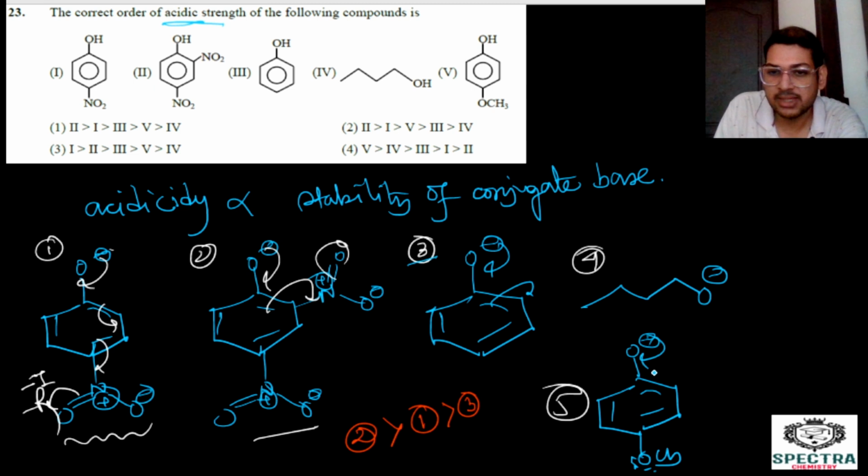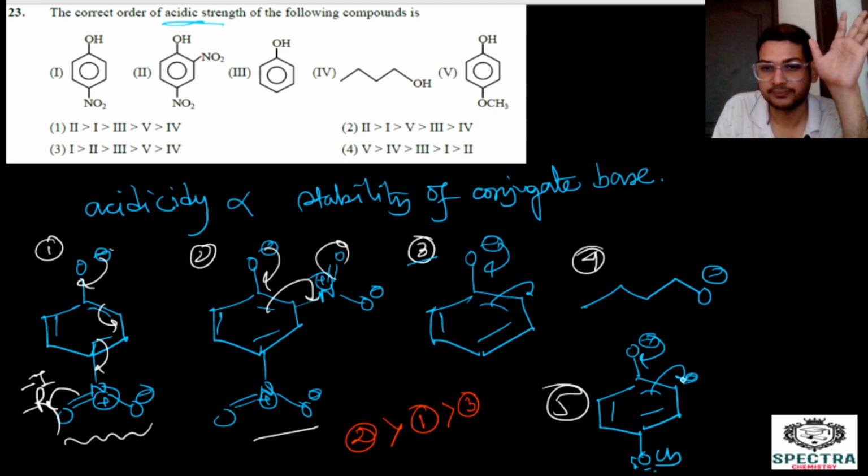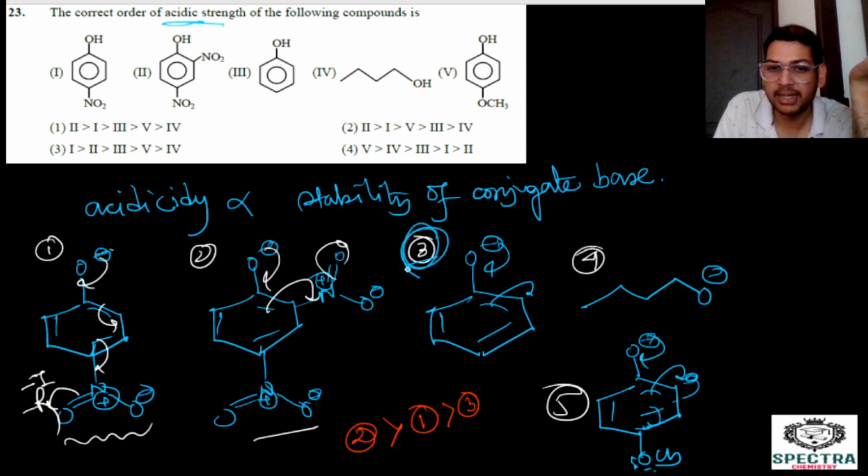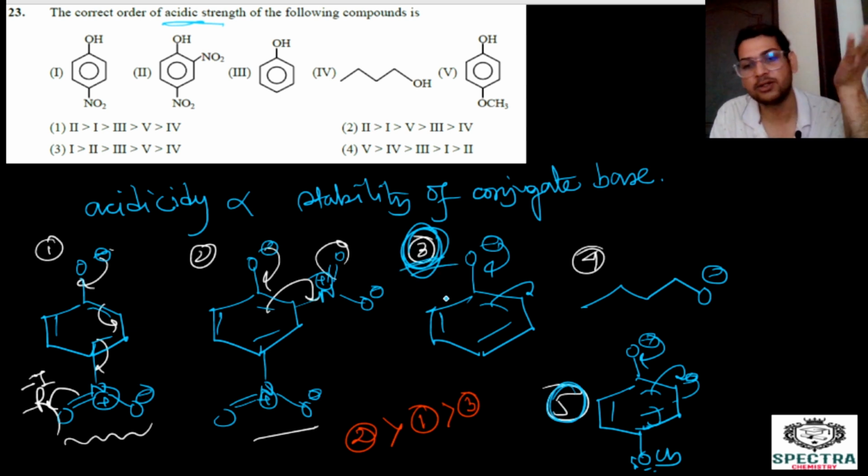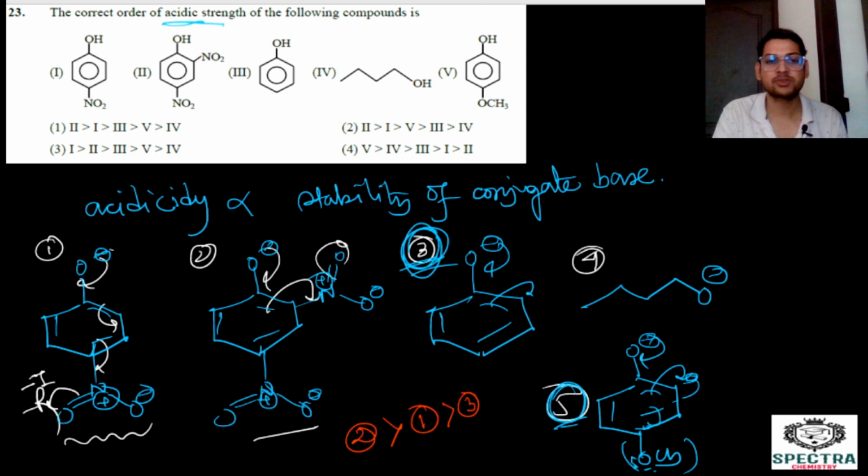But sir, the phenoxide-like benzene ring resonance is happening. Whatever is happening in 3 is also happening in 5. But in 5, the OCH3 group is not stabilizing, it is destabilizing. Okay sir, I understand, so keep 5 here. But sir, what about 4? In 4 there is no resonance happening. Yes, 4 is not having any resonance, so that will be at the last position.